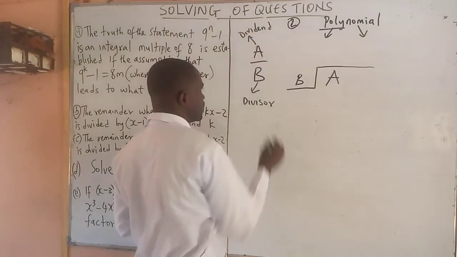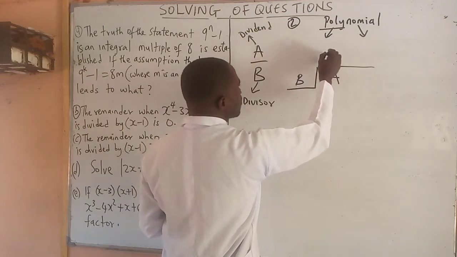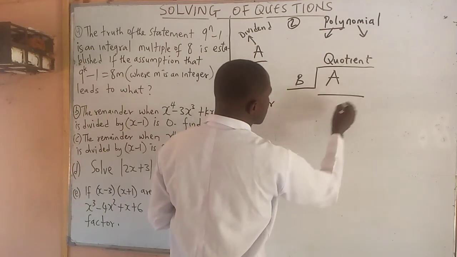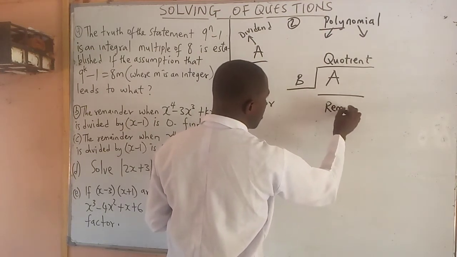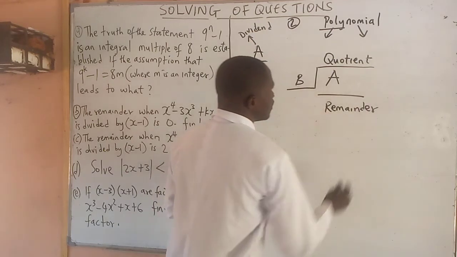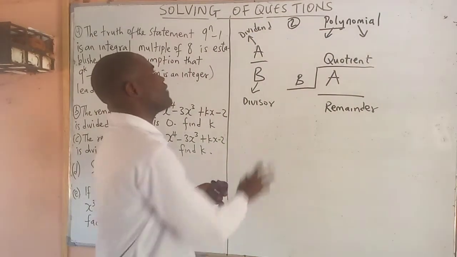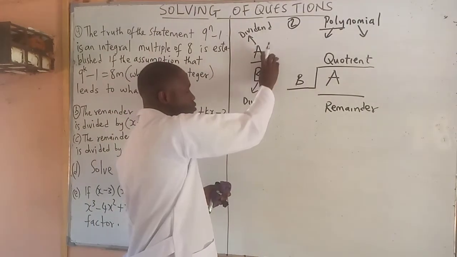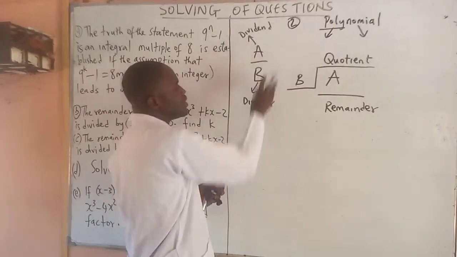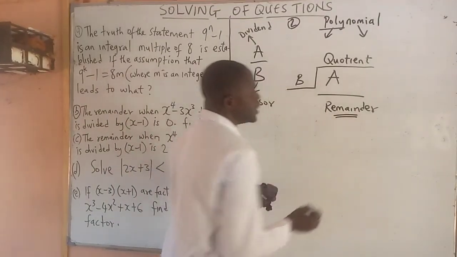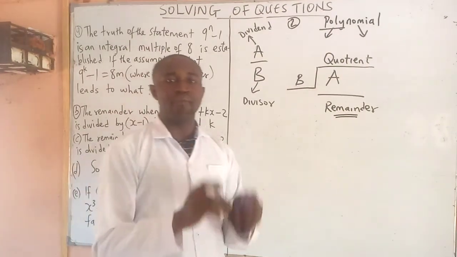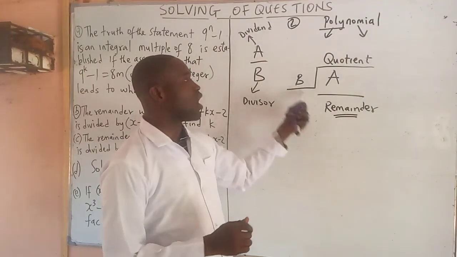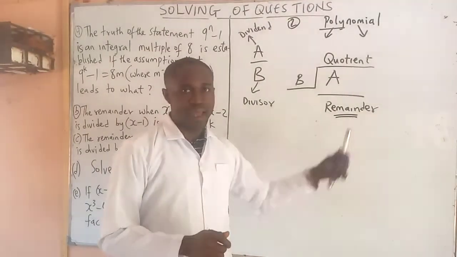Dividend. After you divide, the answer you get, you write it here. The answer is called the quotient. Then what remains after you have finished dividing is called the remainder. That tells us that if after dividing a particular rational fraction you have a remainder, it is classified under the remainder theorem. It means that after you divide in long division method, you will have a remainder.